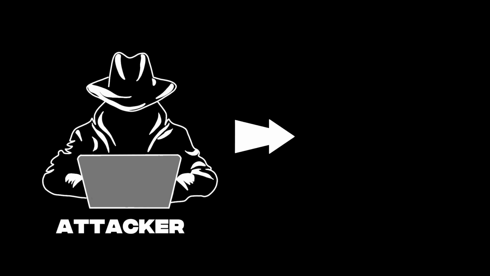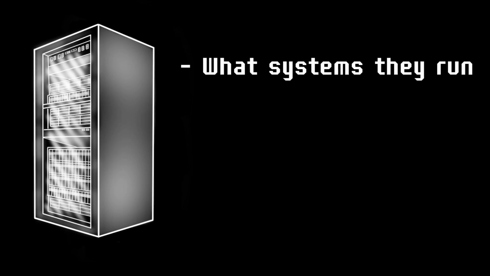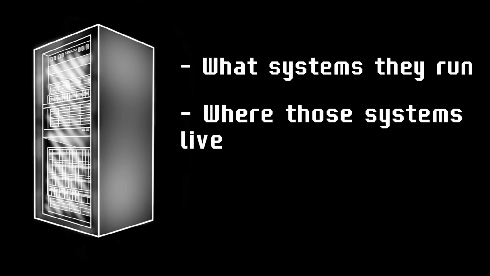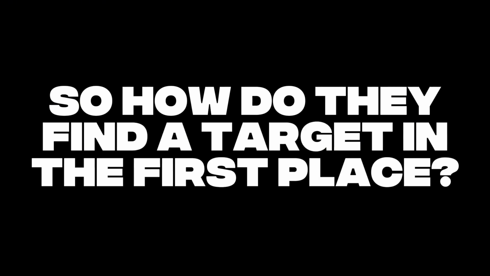Before an attacker touches a network, they need to know who they're dealing with, what systems they run, where those systems live, and what's exposed to the public internet. So how do they find a target in the first place? Let's start the easiest way.